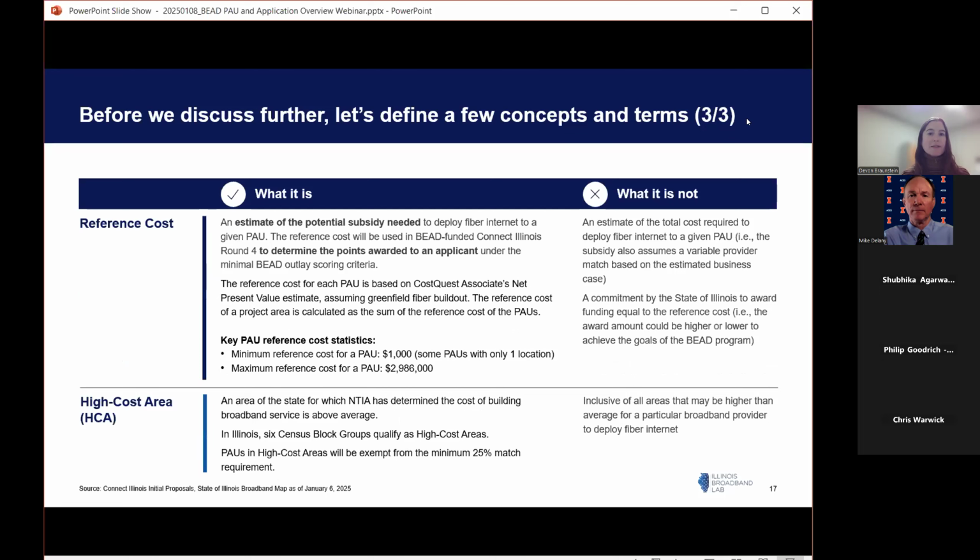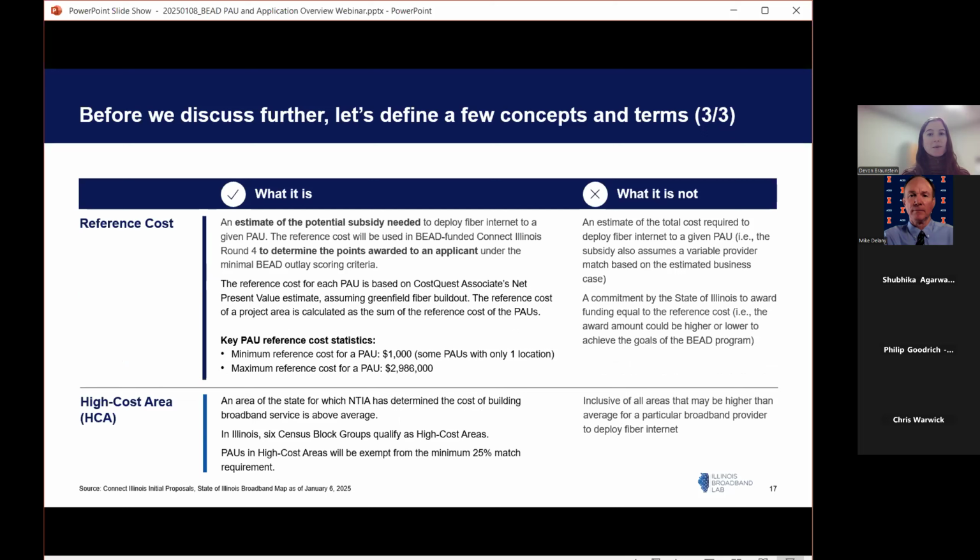Next, we have reference cost. There is a reference cost assigned to each project area unit. And what this means is it's an estimate of the potential subsidy needed to deploy fiber internet to a given PAU. So it's not the estimated cost to serve it. It assumes that there is some match happening in tandem with the requested subsidy.